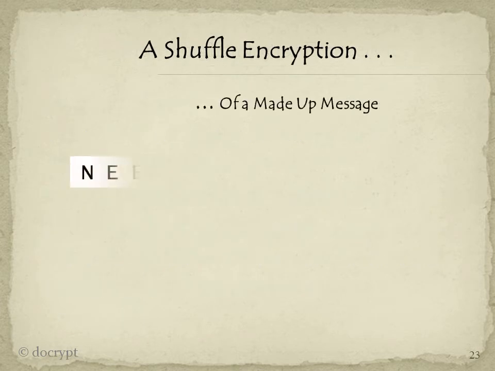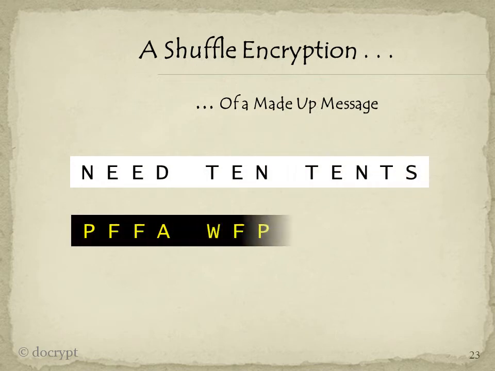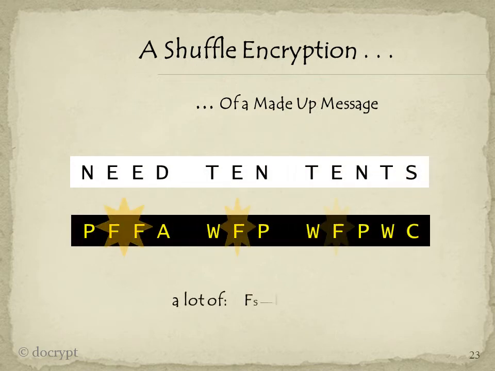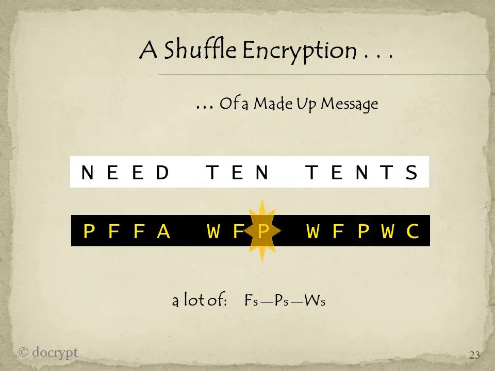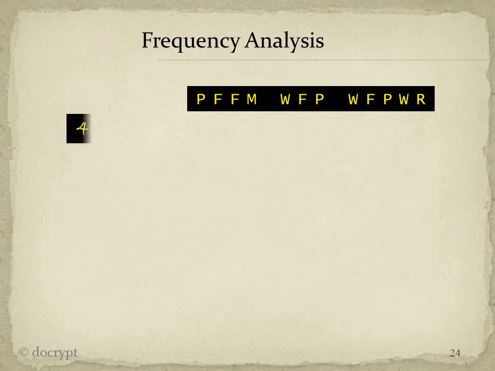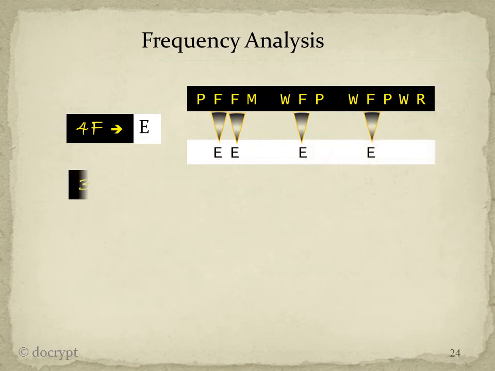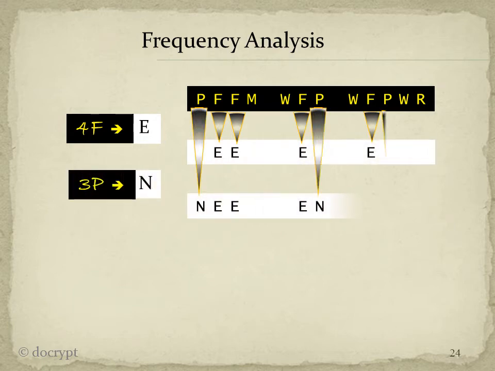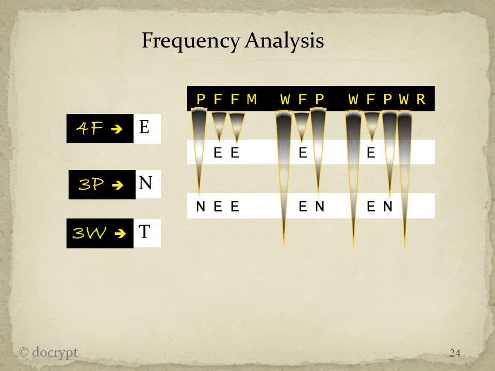So take a look at this made up clear text and encryption message. You might notice that there are 4 F's, and P and W also get repeated. Letter frequencies can be used for cryptanalysis the same way as a brute force attack. The cryptanalyst is going to replace the F's by E's, the P's by an N, and the W's by a T, and the encrypted message is nearly revealed.